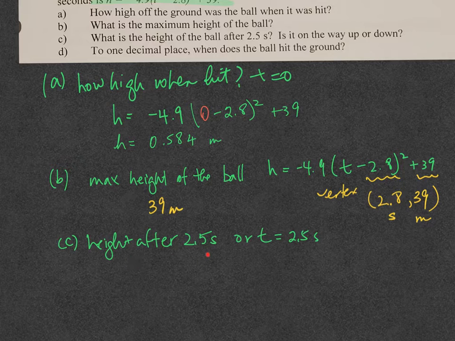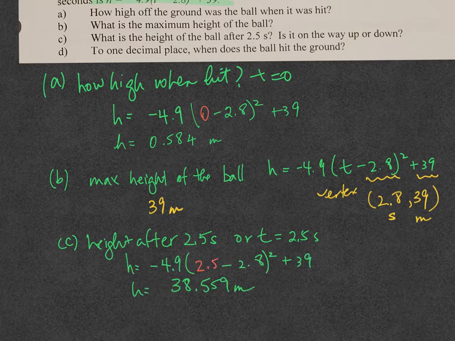Okay, so now they want to know the height after 2.5 seconds. So that would mean t equals 2.5 seconds. I can put 2.5 seconds into this formula and find the height at that point in time. It's also asking whether it's on the way up or down. Because the maximum occurs at 2.8 and 2.5 is before that, it's on its way up. So the height after 2.5 seconds, I put 2.5 into the original equation and I end up with 38.559 meters. And it is definitely on its way up because, like I said, the 2.5 happens before the maximum at 2.8, so it's on its way up.